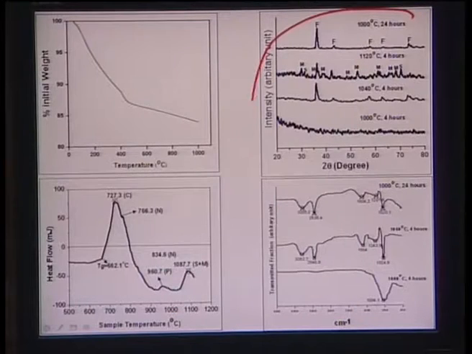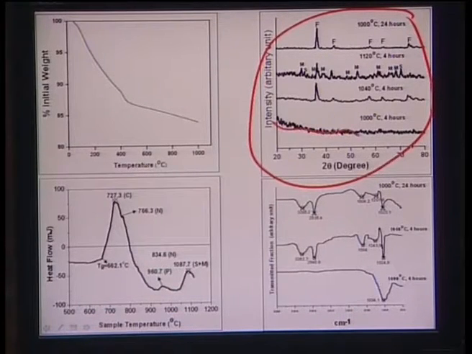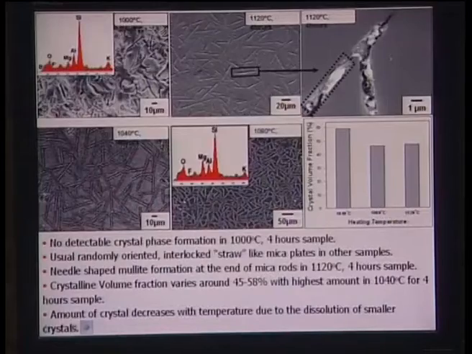Now this is your XRD spectra. What it shows is that you have a base glass here, and there is no crystalline peak. When you heat it at 1040 degrees Celsius, you do see the fluorophlogopite peak. If you heat it at 1120 degrees Celsius, you see the fluorophlogopite peak as well as M, that is the mullite peak.